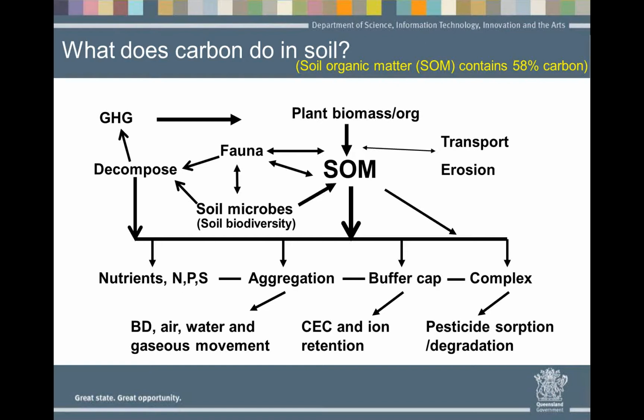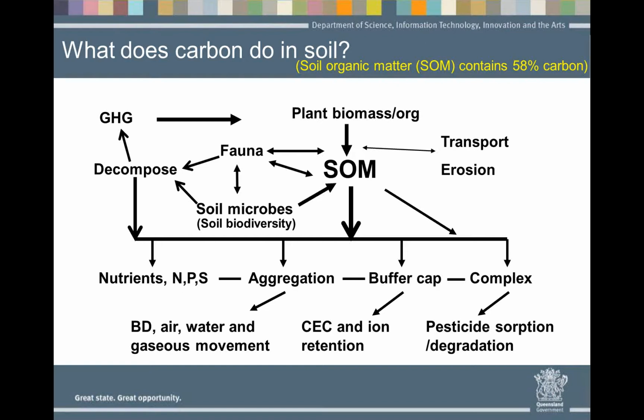All of that comes from plant biomass, and I'll explain where it comes from. But this is the food for the earthworms, for example, and microbes, and they decompose it and release carbon dioxide, which is a greenhouse gas source. It can also be eroded through runoff and erosion with sediments. When it stays in soil, it does a lot of wonders.